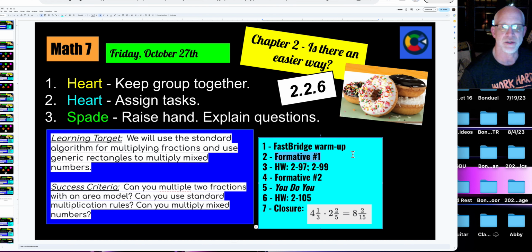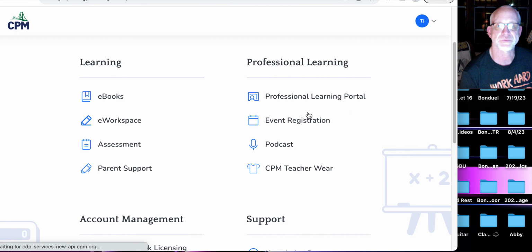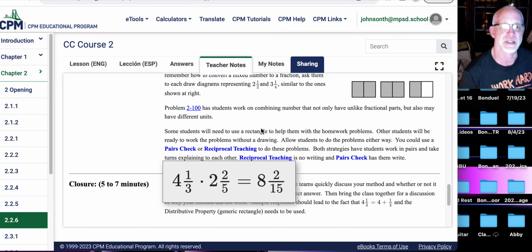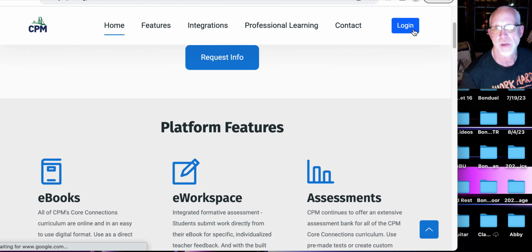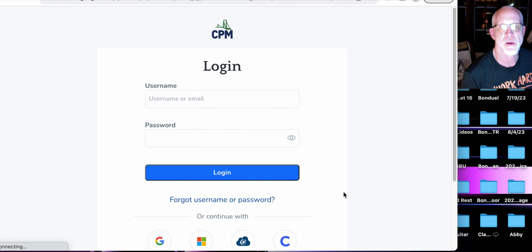And then after that, we're going to do homework 92 and 97. So homework 92 and 97 look like this. I'm going to log in to my CPM Math.